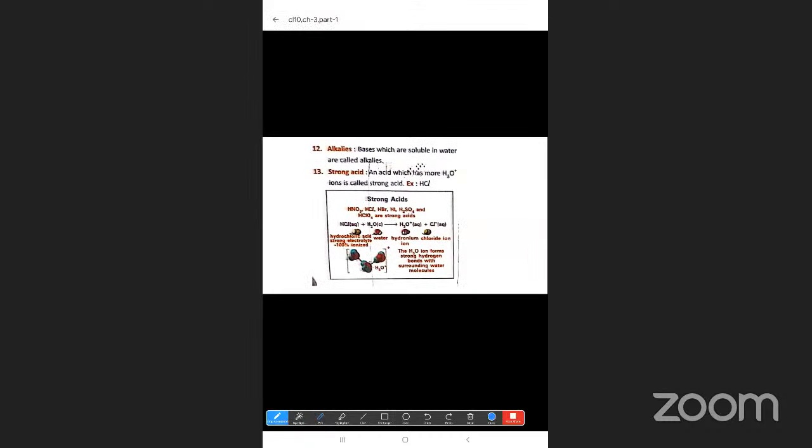And next one, alkalis. Alkalis are also known as bases. Bases which are soluble in water are called alkalis.